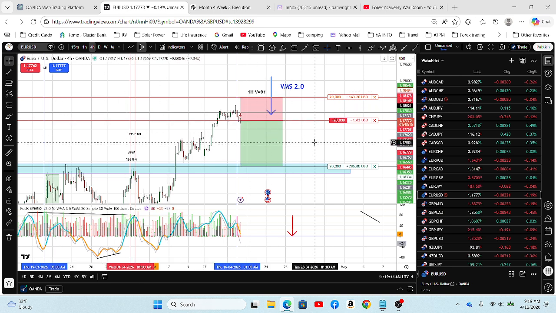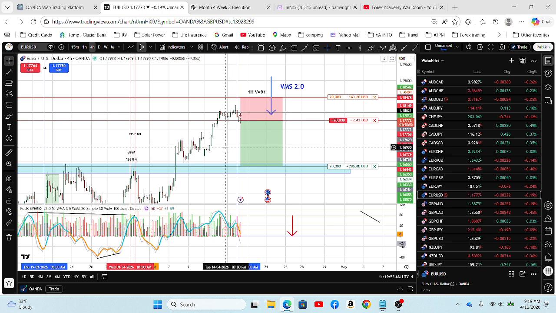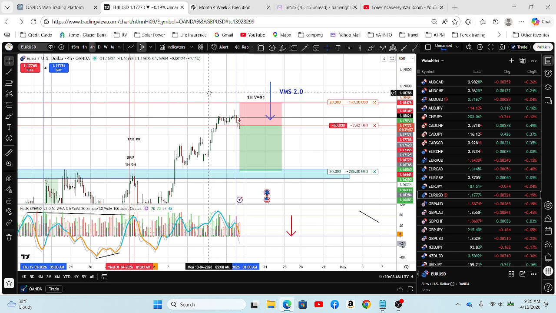We just took a short position in the euro to the US dollar using the VMS 2.0 strategy. I'm going to explain what we did to you and why we did it. With the VMS 2.0, the first thing we're looking for is structure on a 4-hour chart. That's absolutely first. So what we see here is a shooting star setup.